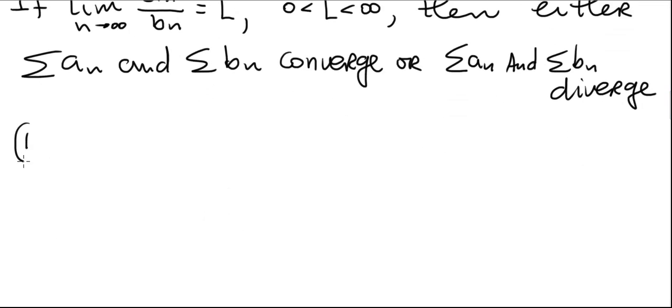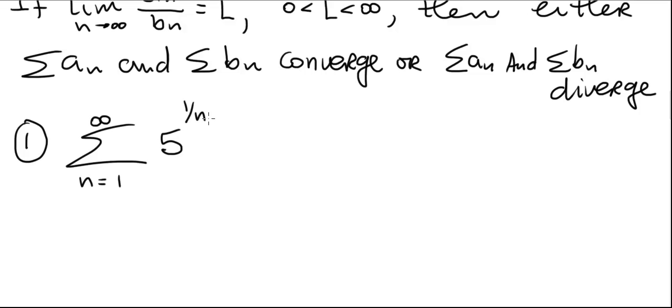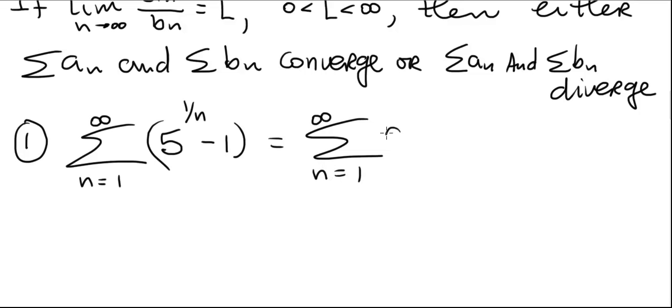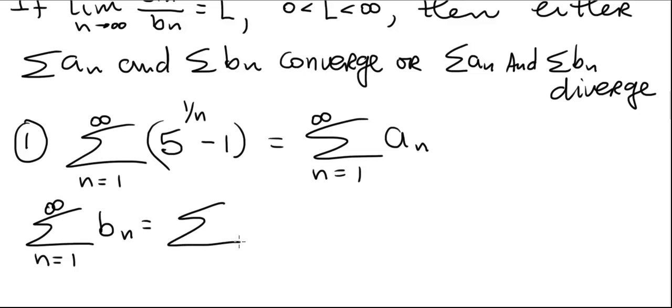So let's return to the first of our series, the summation n equals 1 to infinity of 5 raised to the 1 over n power minus 1, and we'll call this our series summation 1 to infinity of a sub n. Now we're going to select the b sub n series as follows. Let the summation from 1 to infinity of b sub n be the exponent of 5, which in this case becomes summation n equals 1 to infinity of 1 over n. That, of course, is the harmonic series.